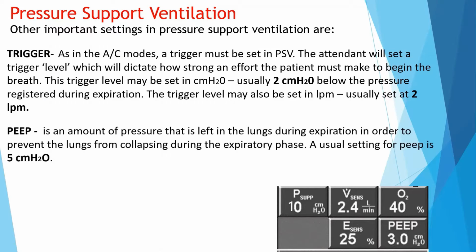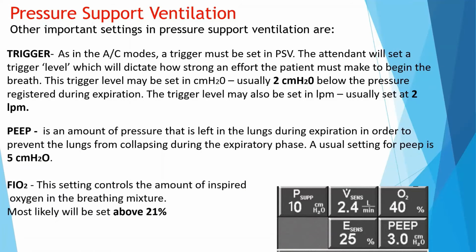PEEP. Again, we are going to use PEEP in a pressure support breath. It is the amount of pressure left in the lungs during expiration in order to prevent the lungs from collapsing during the expiratory phase, and the usual setting for PEEP is around 5. FiO2 would have to be set, and this setting controls the amount of inspired oxygen in the breathing mixture. Most likely it will be set above 21%.